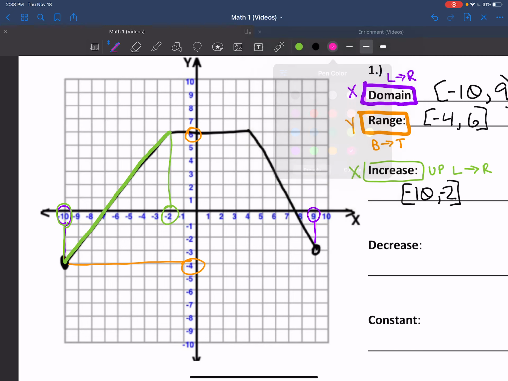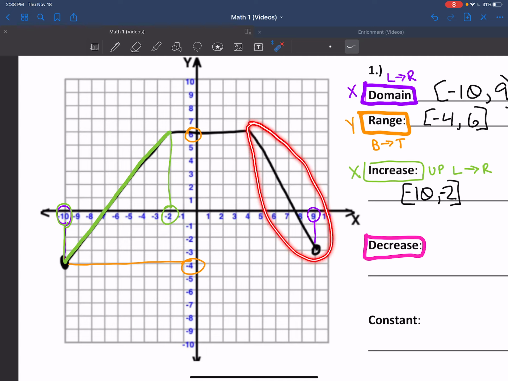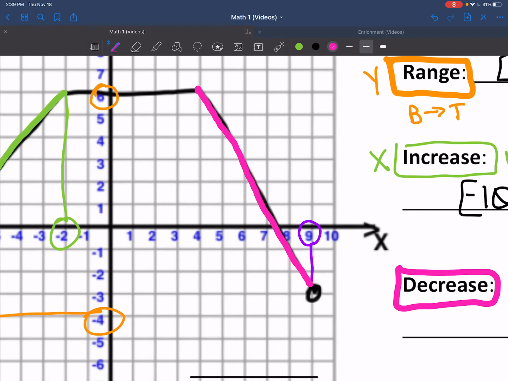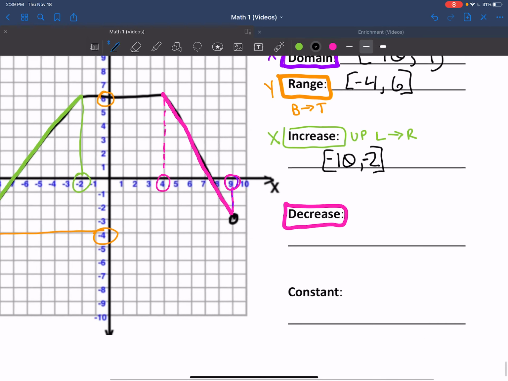Next up, we are going to do decreasing, which I'll do in pink. So looking at my sections here, the next section is not a decrease, but this section here is a decrease because as I go from the left to the right, see how my pencil is going down? So that's a decrease. When I look at this, the leftist number is 4, the rightest number is a 9. So when I write out my interval notation, I have 4 to 9. 4 gets a closed bracket because it's part of the line. 9 is an open bracket because of the open dot.